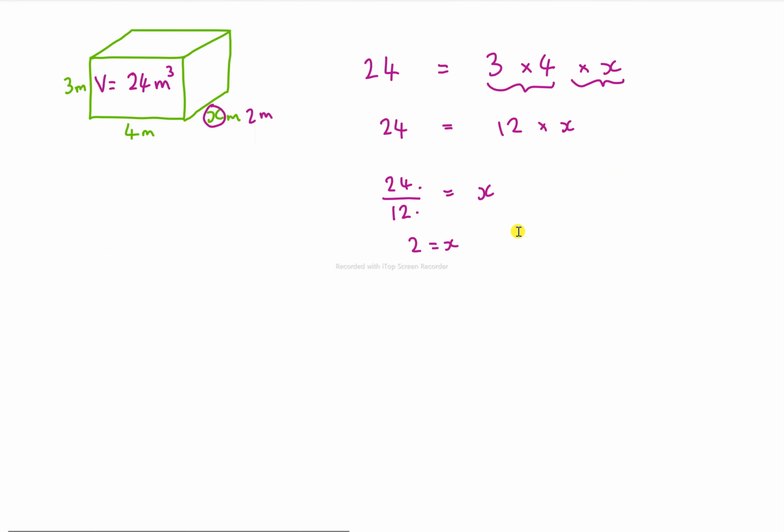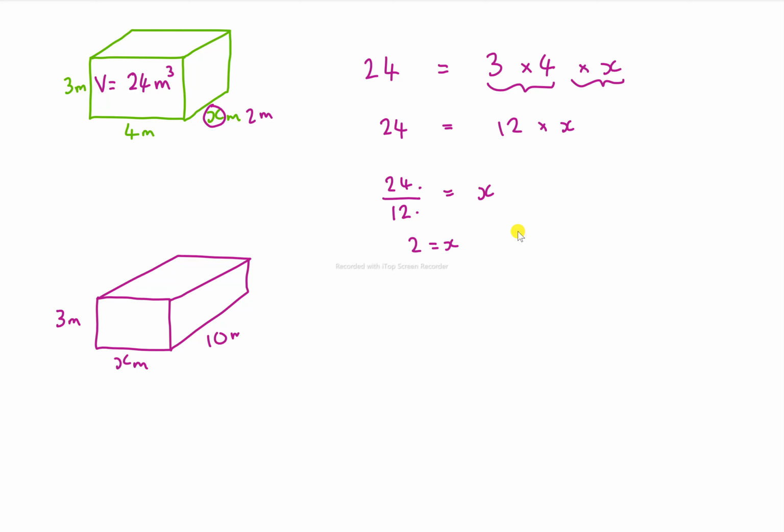Okay, I'll leave one question for you, and then that'll be brilliant, actually. It's the same idea, but I'm going to change the dimensions now. I'm going to call this 3. I'm going to call this x. I'm going to call this 10. And I'm saying to you that the volume is, we'll call it 90 meters cubed. And you try that now then. Okay, well done.